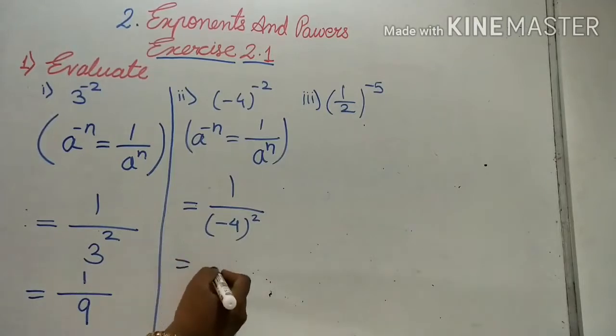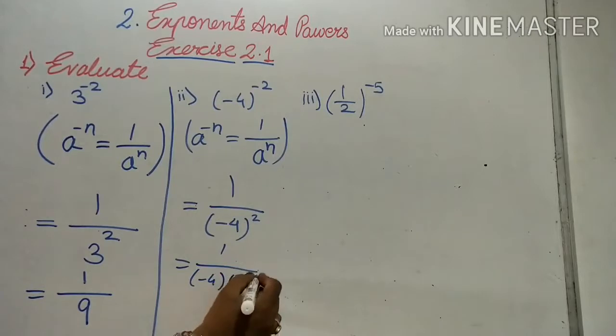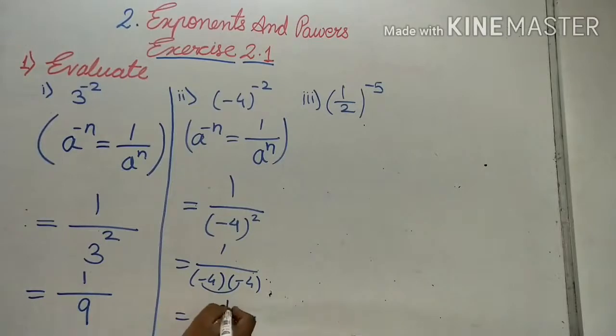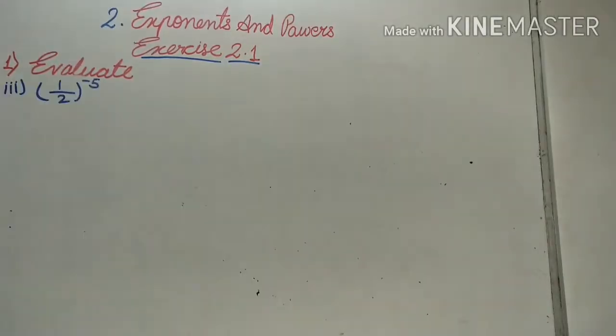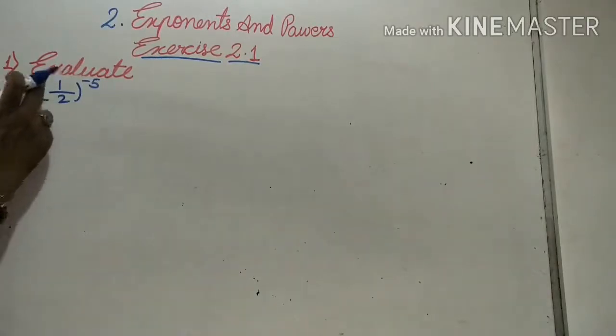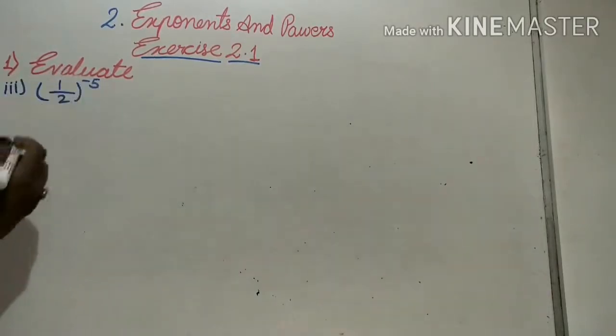It is equal to 1 divided by minus 4 into minus 4. We know that minus into minus is always plus. 4 4s are 16. Therefore 1 divided by 16. This is the answer. Third one, 1 upon 2 raised to minus 5.